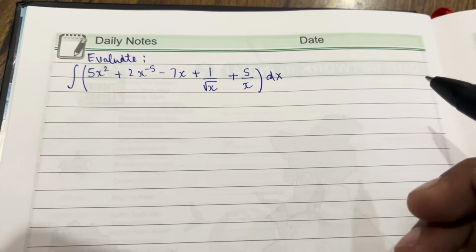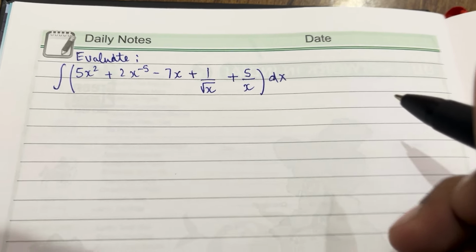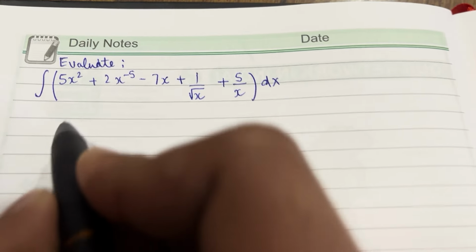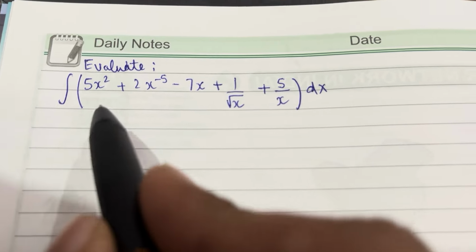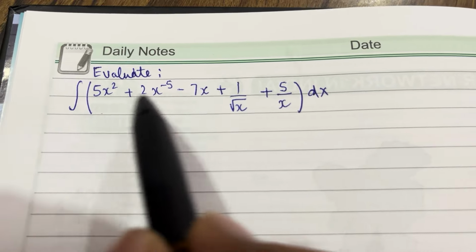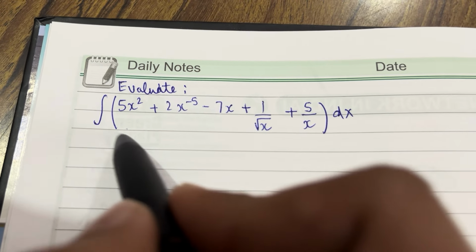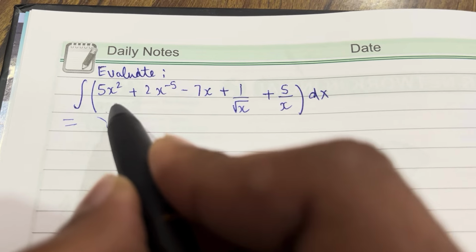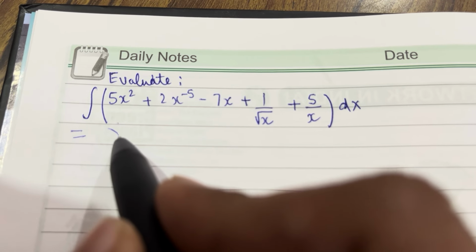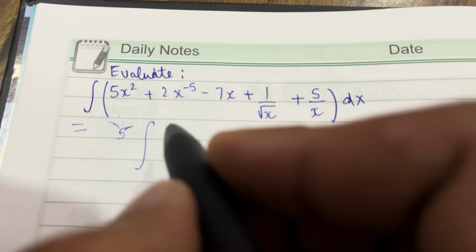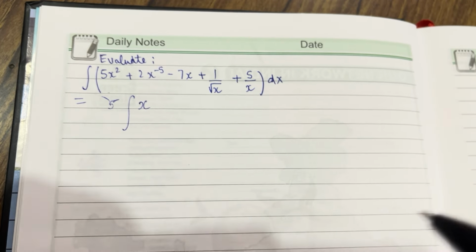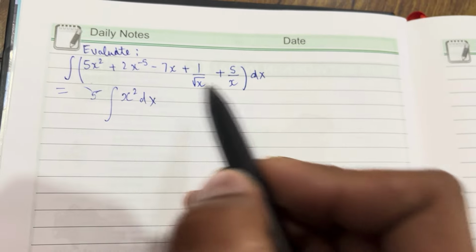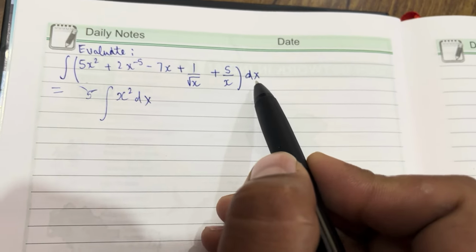Hello guys, so today we are going to solve this question. Okay, so for solving this, first we will, let us say this is our integral. We will integrate these whole terms individually. Okay, so therefore it is equals to integral, this is 5x square, so it will be equals to 5 integral x square dx, because we are integrating it with respect to x.